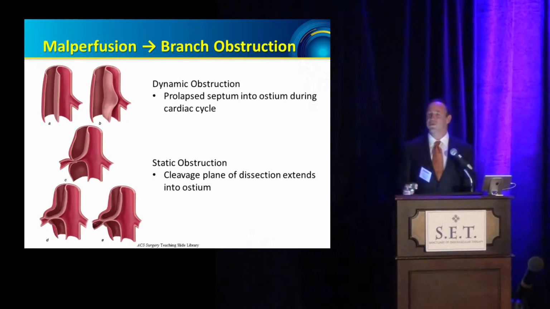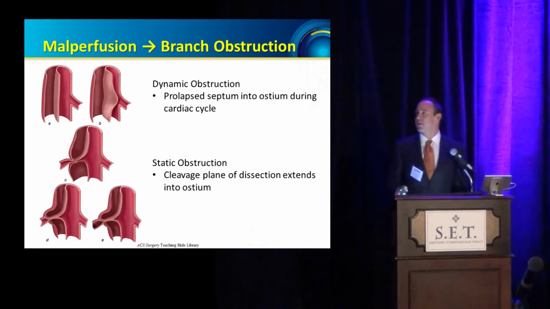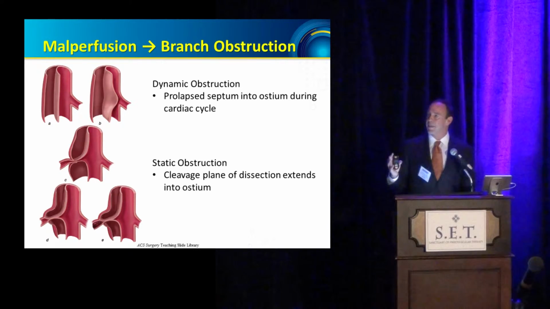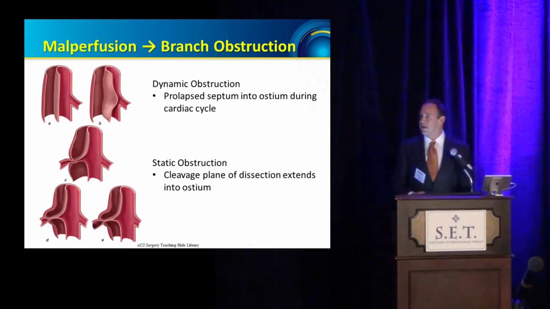What's the reason really for this malperfusion? Really two types. It can be a dynamic obstruction versus a static obstruction. One is a prolapsing septum into the ostium during the cardiac cycle. That's a dynamic obstruction. Oftentimes it can be difficult to see on a CT scan. So unless it's gated imaging with MR, or if you take a look during a procedure with IVUS, can you really see that dynamic obstruction? And then static obstruction is when the cleavage plane of the dissection extends into the ostium and shuts that off.